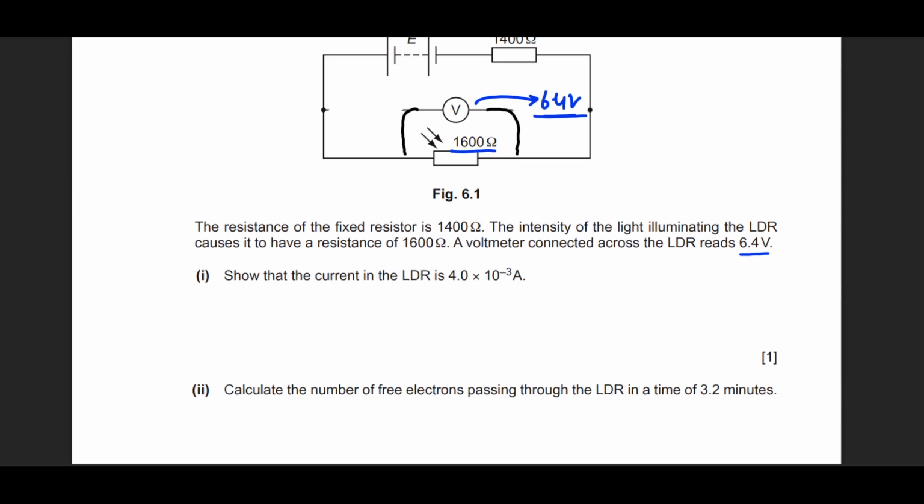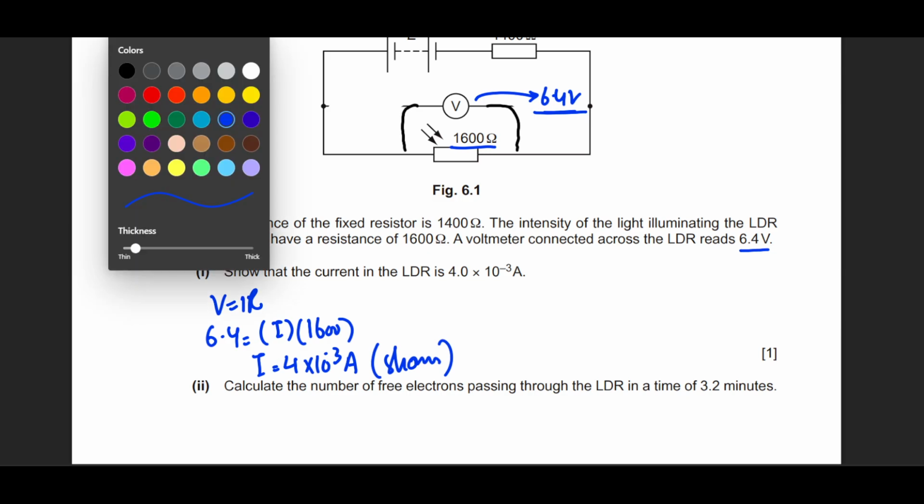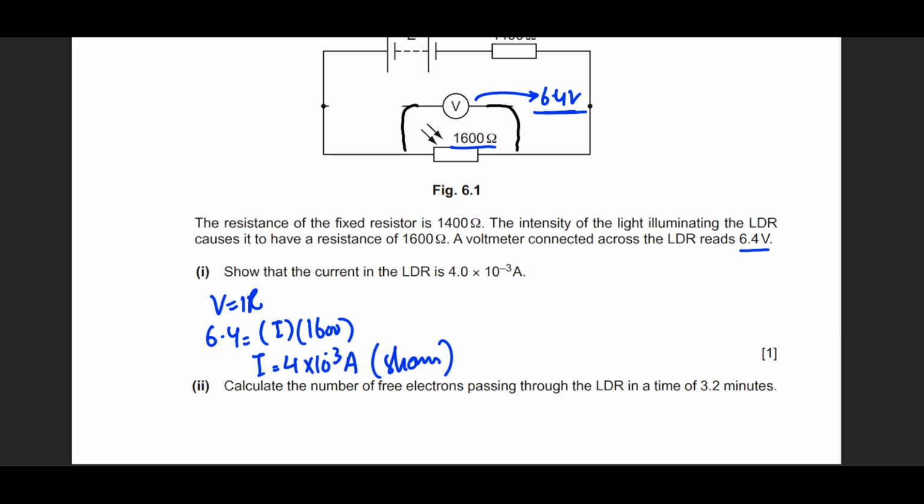Do we have the voltage? Yes. So simply using Ohm's law, the LDR is consuming 6.4 volts, and for that it is causing what amount of current? I don't know. Its own resistance is 1600, and the current comes out as 4 into 10 raised to the minus 3 amperes. So we have this under record? Yes. We have successfully shown what we get.